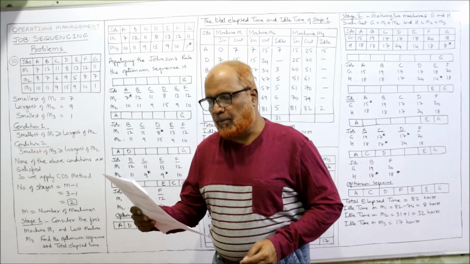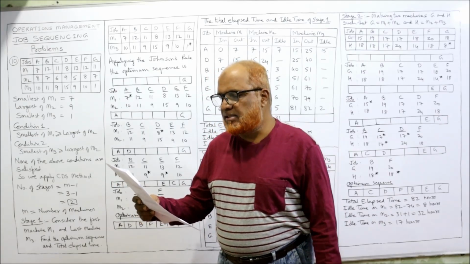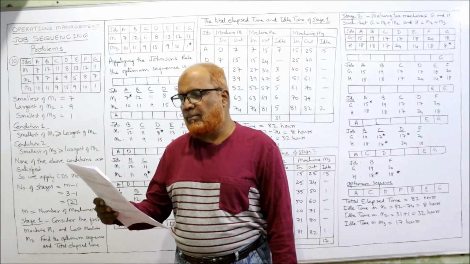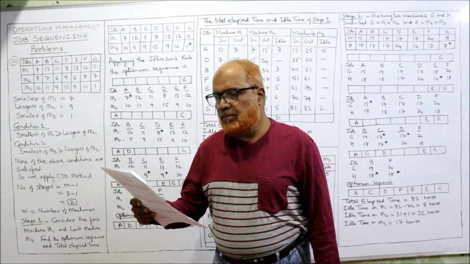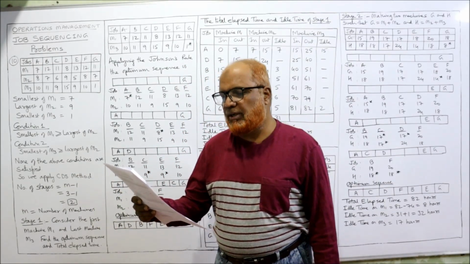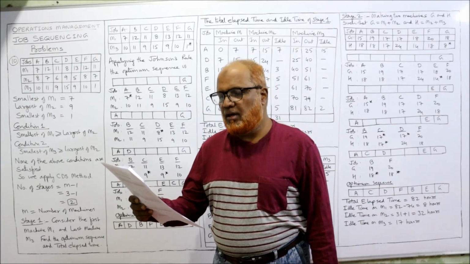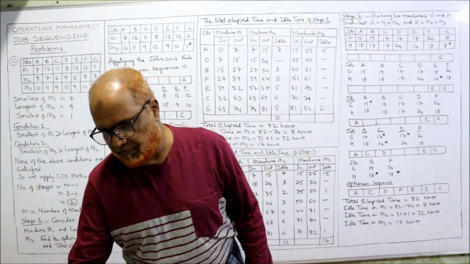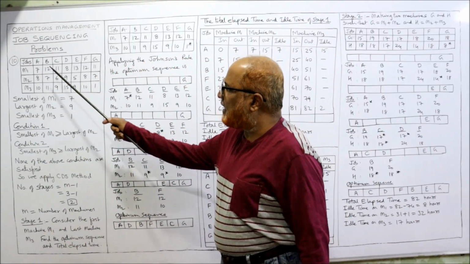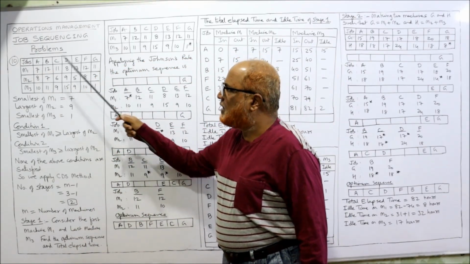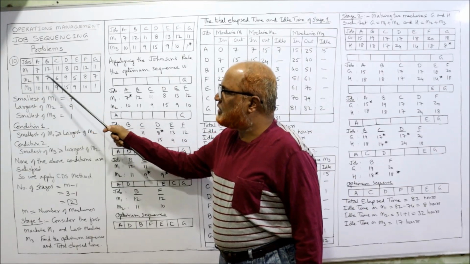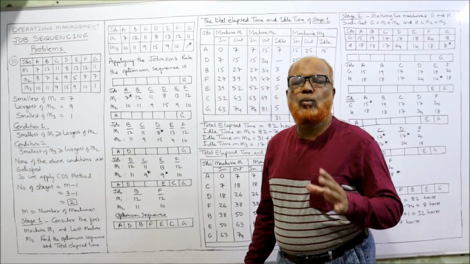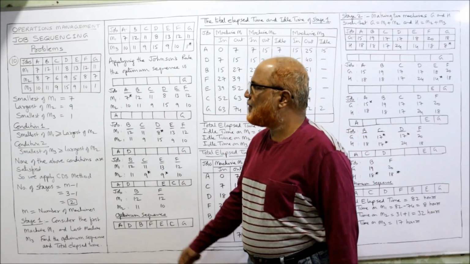Now, see the 10th problem. From the following data, find the sequence that minimizes the total elapsed time. Also calculate the machine idle time. Jobs are A, B, C, D up to G. So 7 jobs are given and 3 machines are given: M1, M2 and M3. So first of all, we will write down the jobs from A to G, machines M1, M2, M3 and all the processing times. First we'll check whether conditions are satisfied or not.